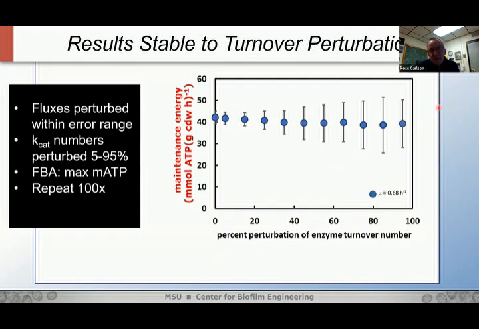Run each of those 100 times, and then we looked at the capacity of the system to generate maintenance energy. And randomly perturbing these systems doesn't have a large effect on the system. The system seems to be robust to these perturbations in that the capacity of the model to generate maintenance energy is quite stable even with these large perturbations.